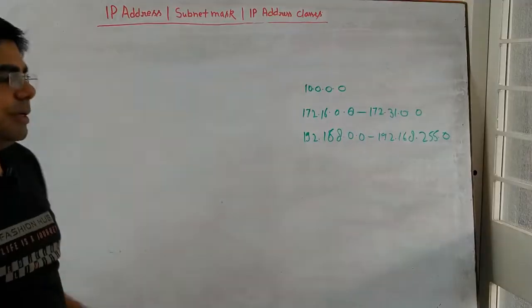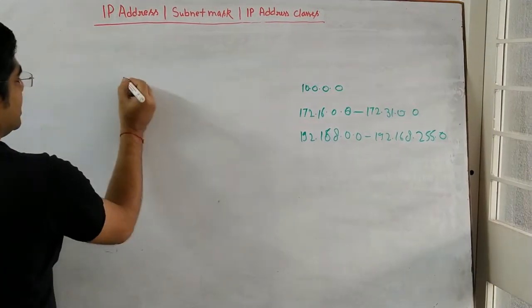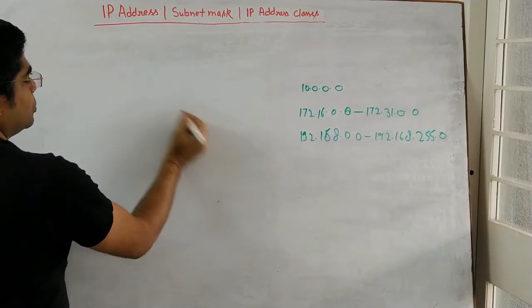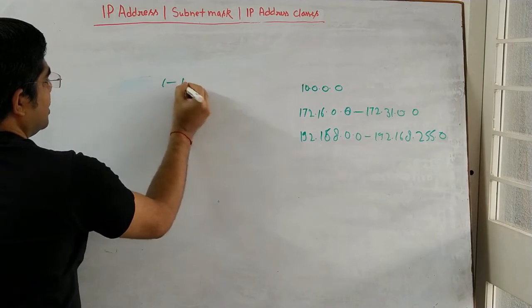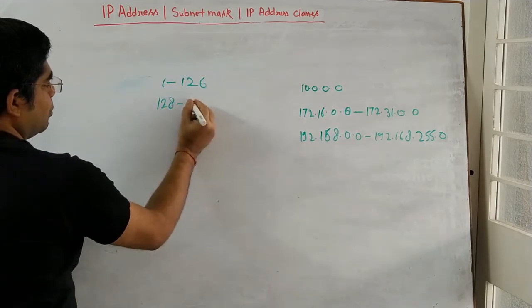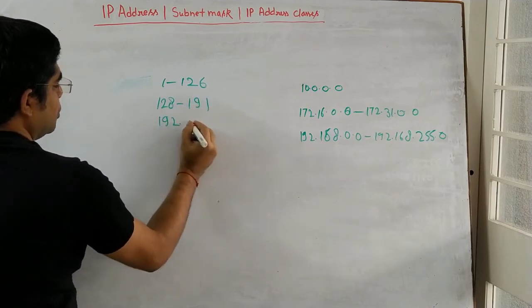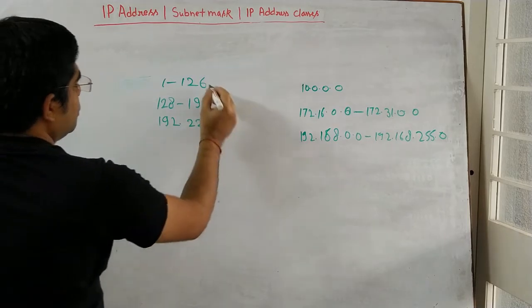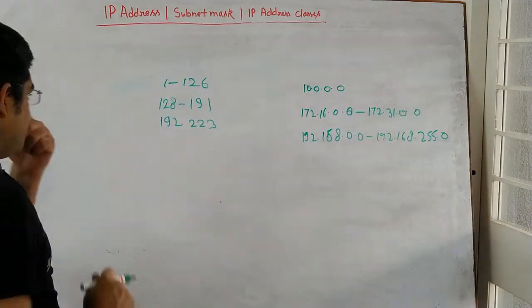One more concept regarding the IP address classes. You have seen class A, class B, class C addresses. Class A range is from 1 to 126, class B range is 128 to 191, class C is 192 to 223. So there is one concept of public and private addresses.